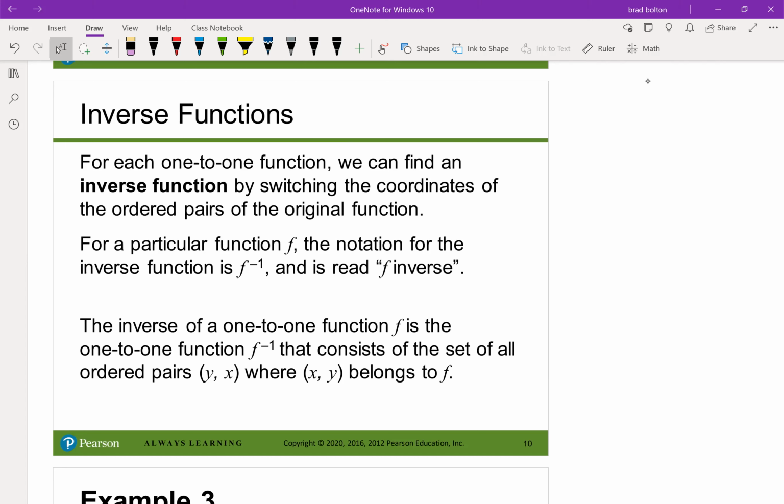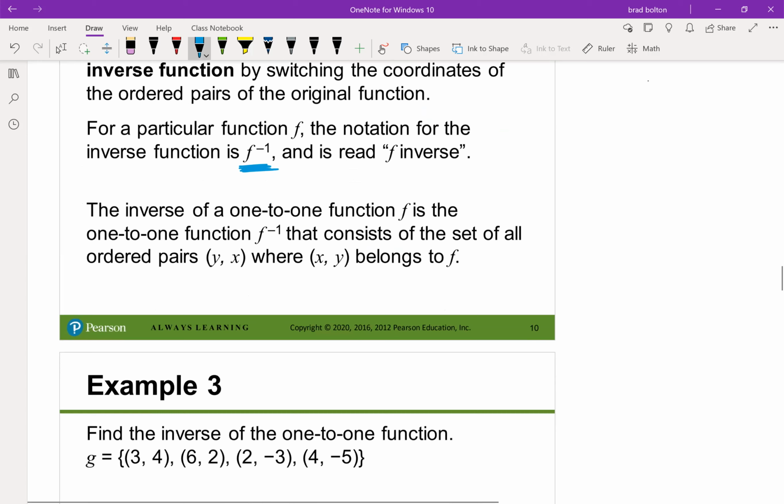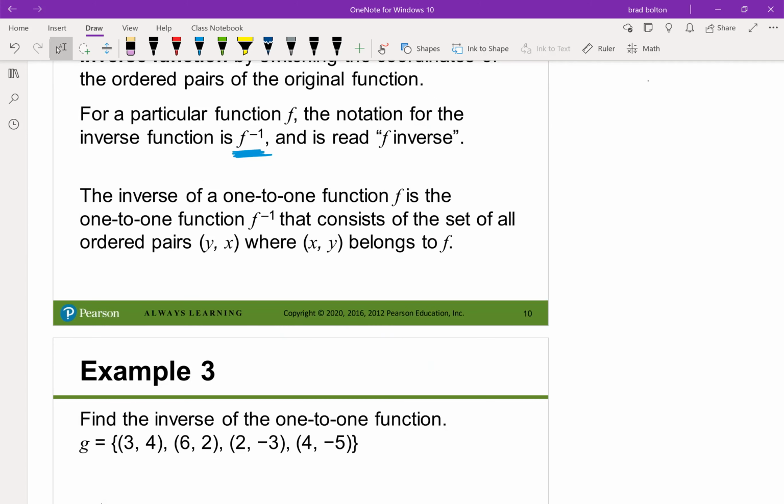So for a particular function f, the notation for the inverse function is f inverse. So this is how we're going to write it. It does not mean the reciprocal. It's not 1 over f. This is notation that we use to say this is the inverse function, f inverse. The inverse of a one-to-one function f is the one-to-one function f inverse that consists of the set of all ordered pairs (y, x), where (x, y) belongs to f.